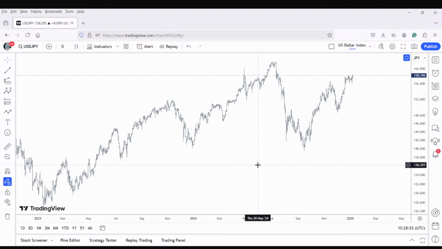So euro, pound, dollar JPY, gold, Bitcoin, Solana, Ethereum, and Ripple. That's where all the action is lying right now.